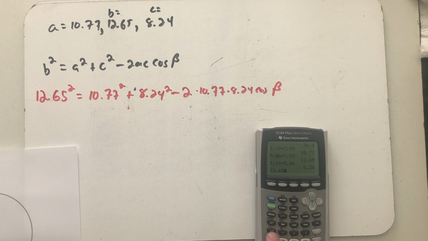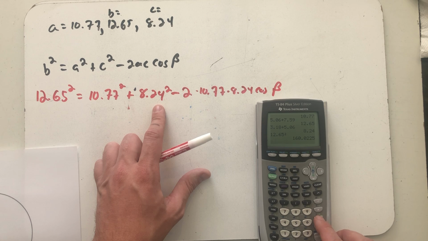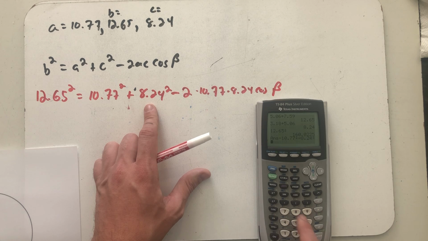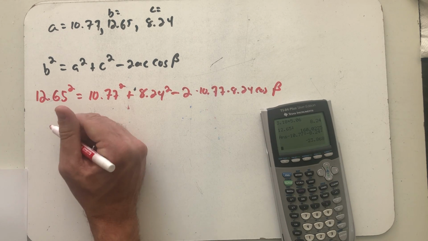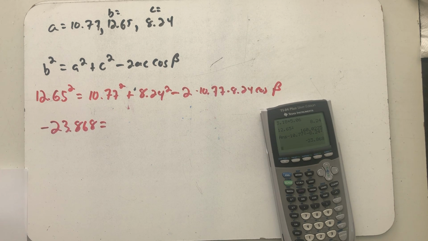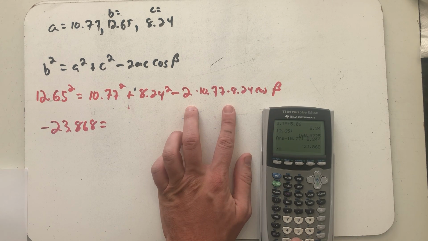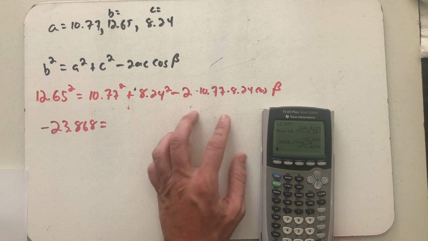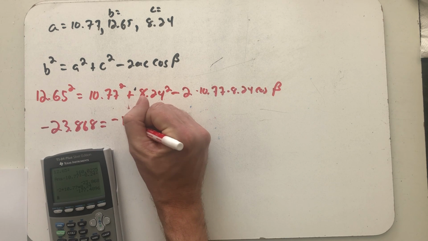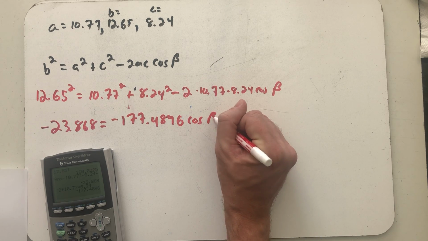So I have 12.65 squared, and instead of writing down that number, I'm just going to go on and imagine taking away those squares as well. So I'm going to take away 10.77 squared, and I'm going to take away 8.24 squared. And that would give me minus 23.868, not rounding at all here because I don't want to lose any information at this point. All right, in front of the cosine, I have minus 2 times 10.77 times 8.24. So minus 177.4896 times the cosine of beta.